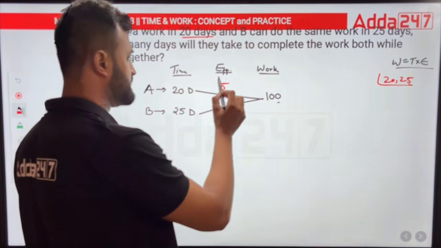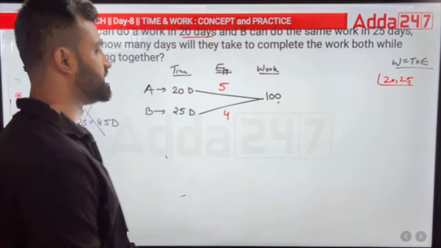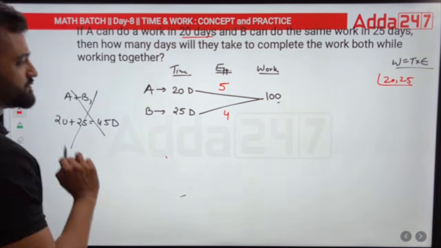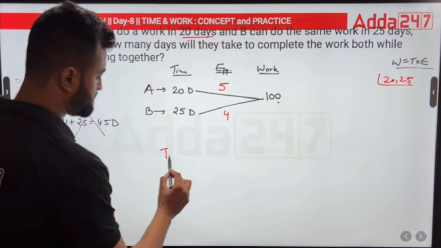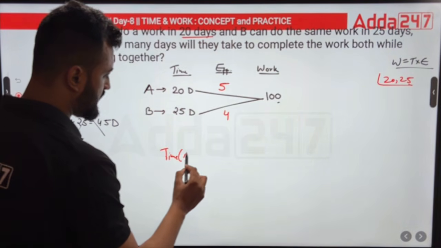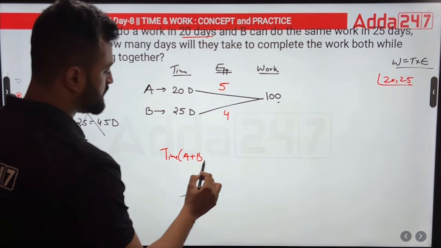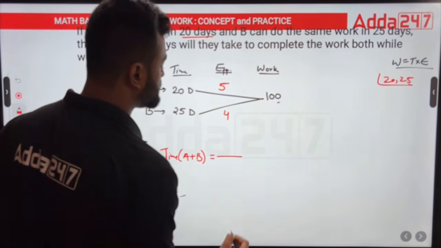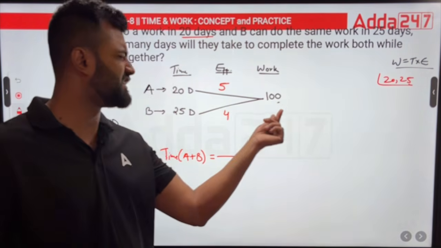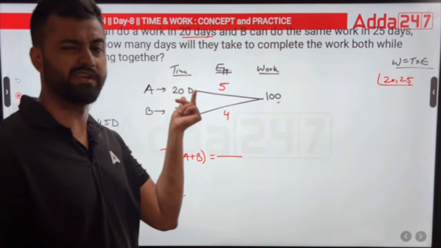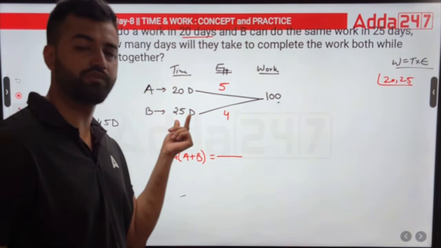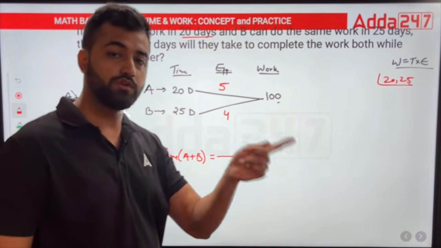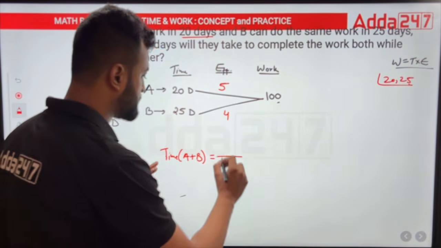See, we have the efficiency of A and B, and we have work. So what do we want? We want both of them to work together. So we want to get the time taken by A and B together to complete a work. Now, what is the work that they have to complete? This is the same work, right? This work when A was doing alone, he took 20 days. This work when B was doing alone, he took 25 days. Now, both of them will work together to complete this 100 work, right? So the total work will still remain 100 only.